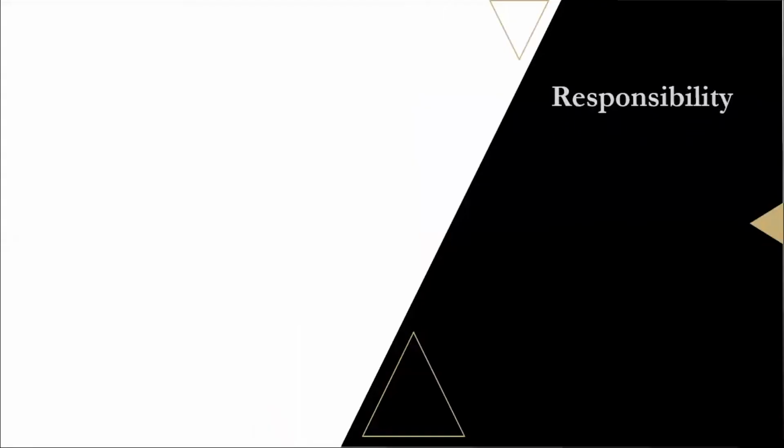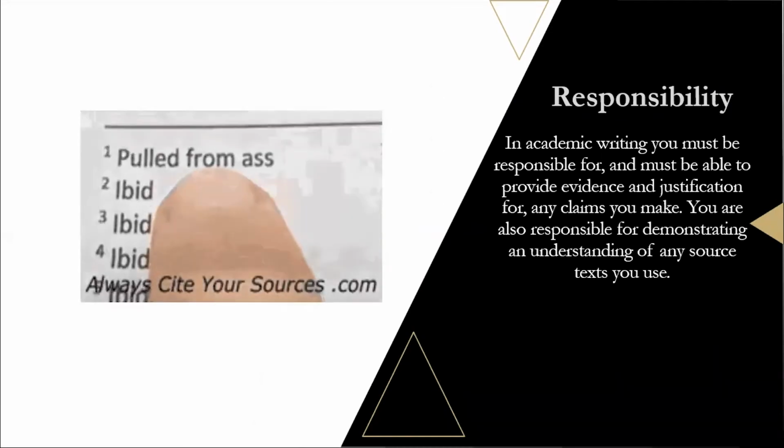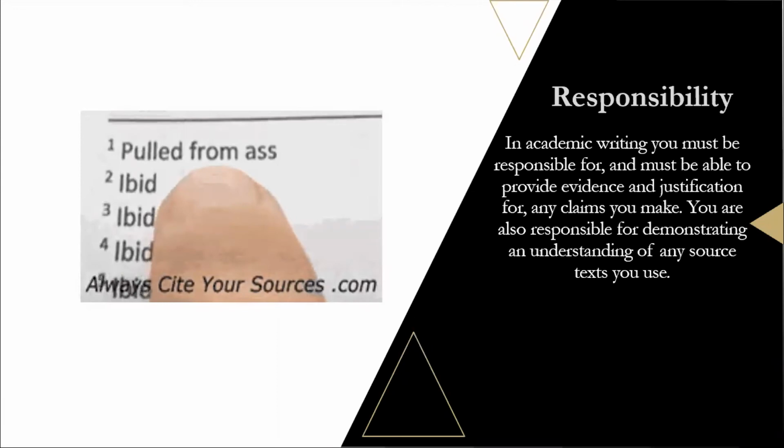Next one, responsibility. In academic writing, you must be responsible for and must be able to provide evidence and justification for any claims you make. You are also responsible for demonstrating an understanding of any source text you use. Do not forget to give credits. Do not forget to cite your sources according to, as mentioned by, and so on.